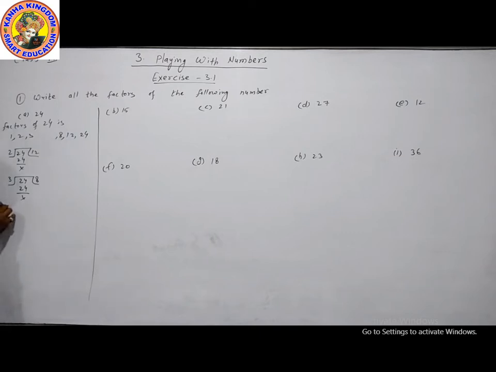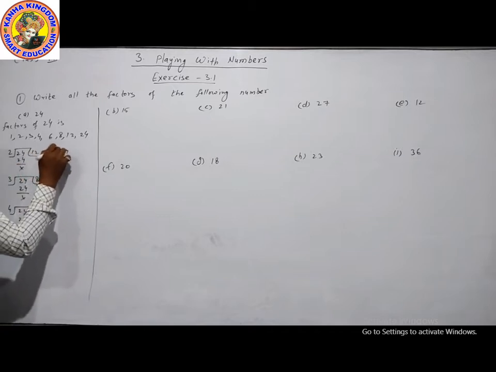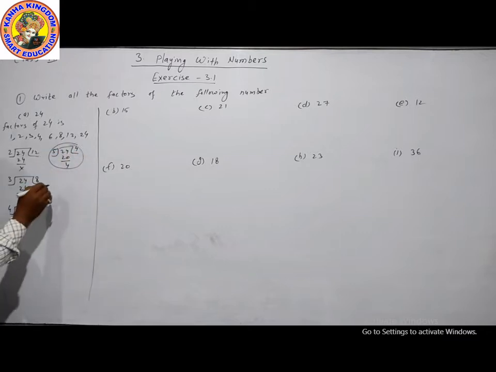Now we will divide by 4. This is our 6 times. 4 is a factor and 6 is also a factor. Now we will divide by 5. 4 times 5 is 20 and 4, the remainder is 4. So this is not a factor.